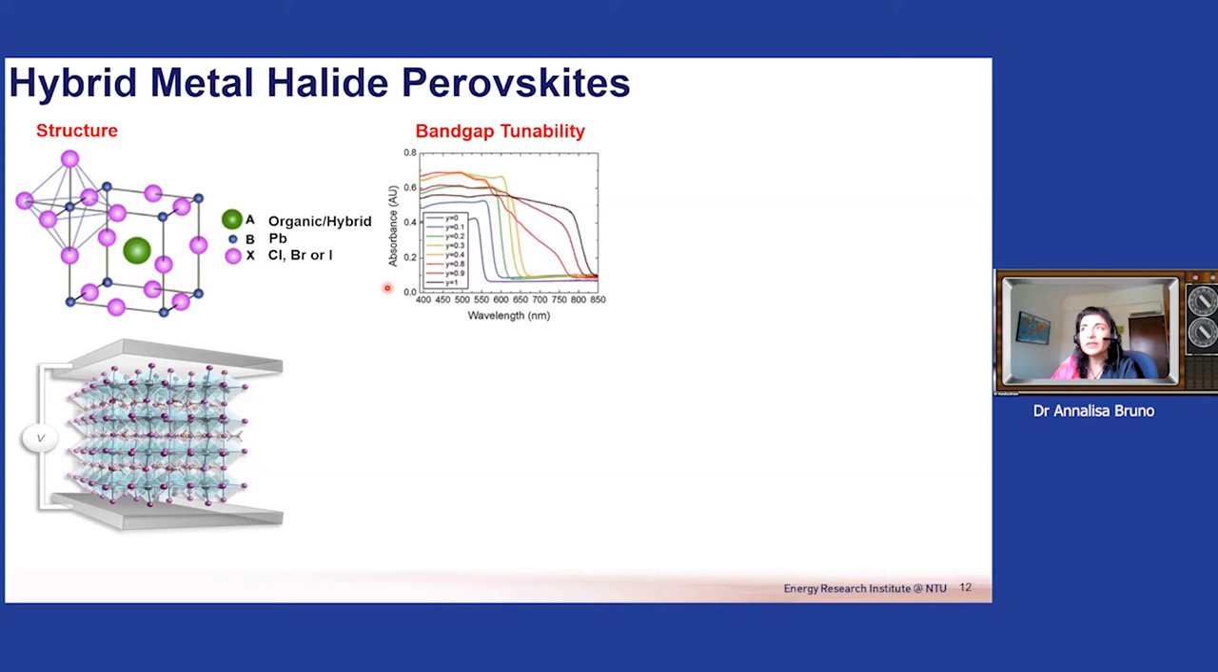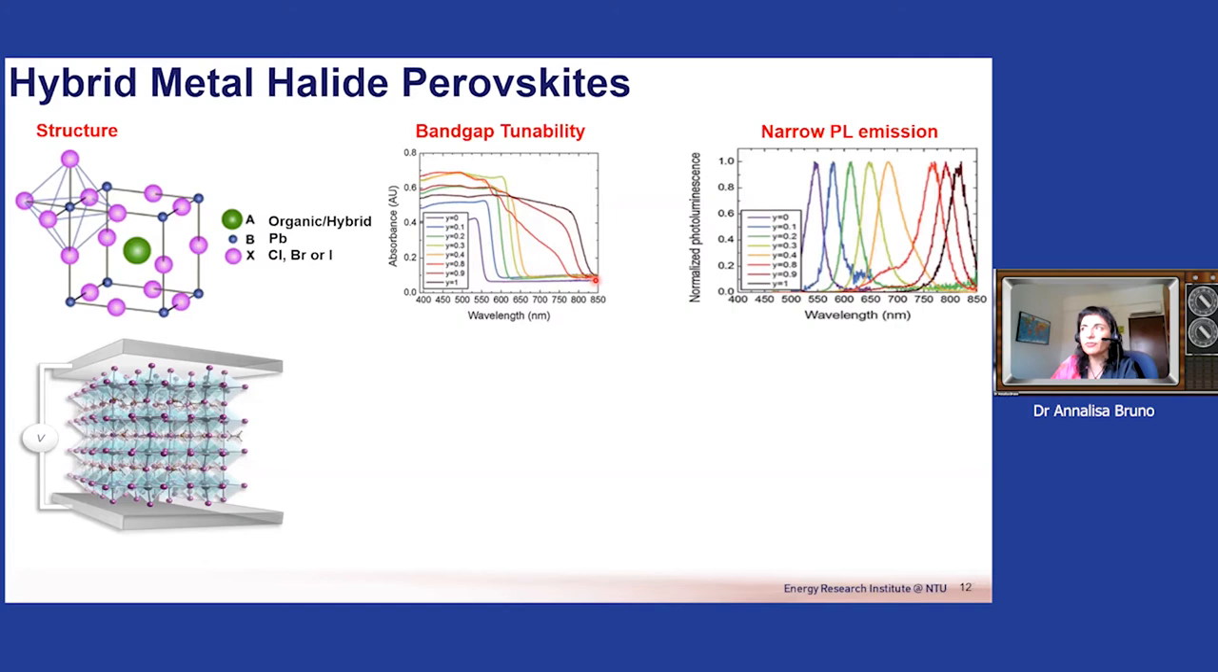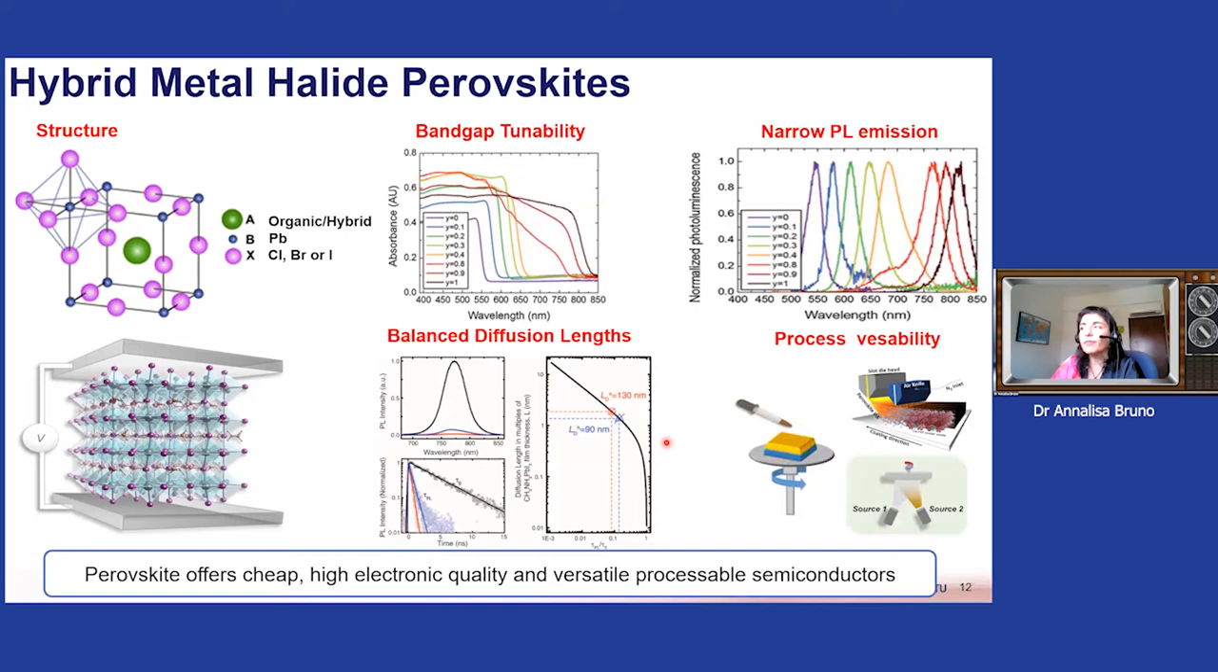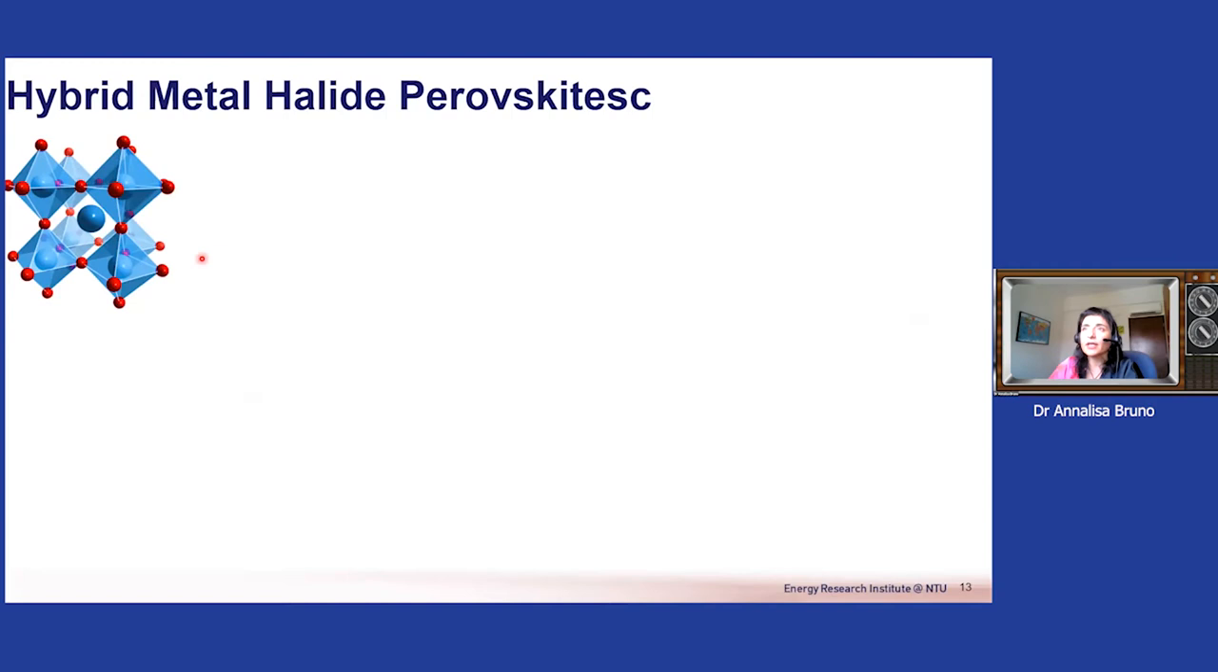This material presents band gap tunability, meaning that by changing the composition of just these three elements, we can obtain different colors, both in absorption and in emission. They have a balanced and long diffusion length, much longer than other organic materials. And very importantly, they have process versatility. They have been demonstrated to be producible by very different low temperature process methods. This makes it possible to have cheap semiconductor materials that are very easily processable. So this is the typical tetragonal structure of a 3D perovskite.